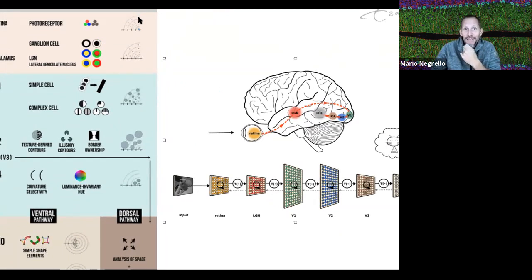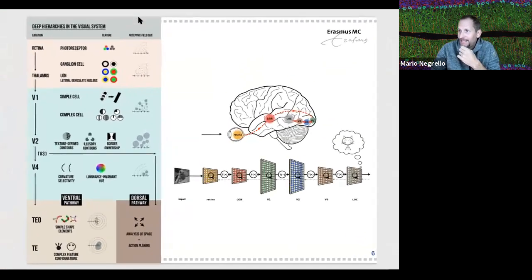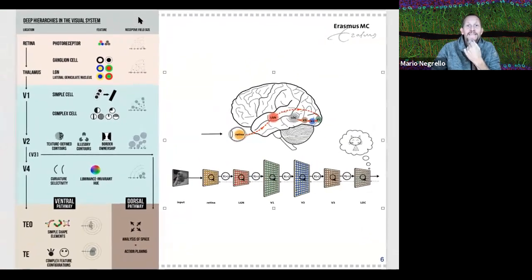Notice the title of the slide. Here's Deep Hierarchies in the Visual System. And where does the visual system start? In the retina. And what is the size of a receptive field? What is the size of the receptive field? It's a question in your test.